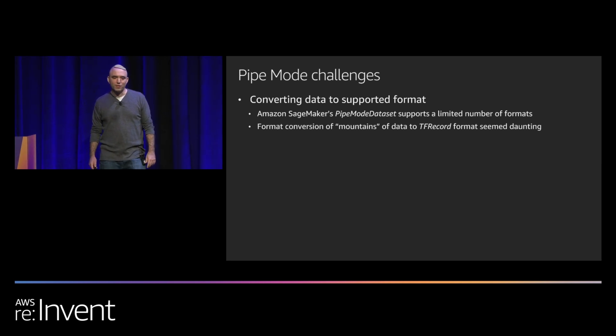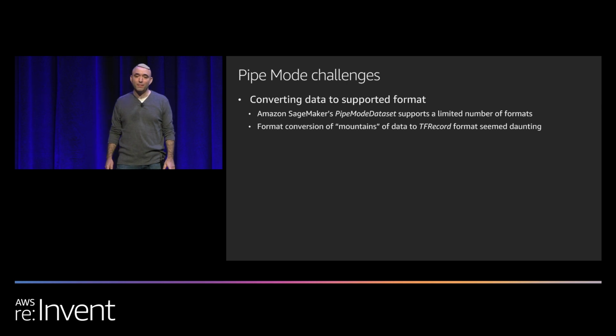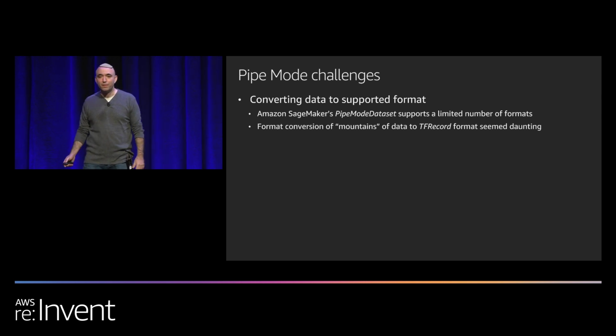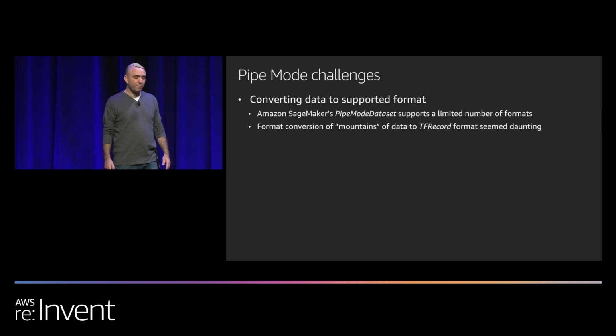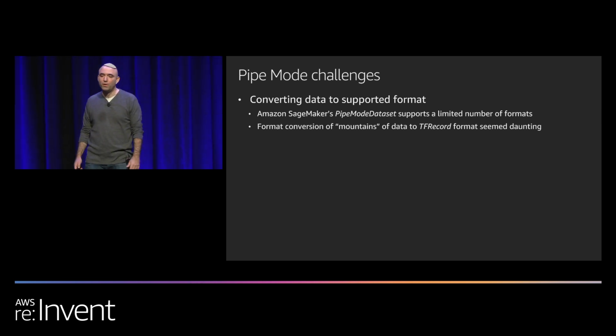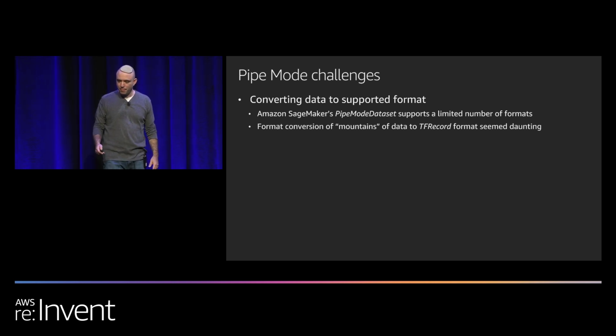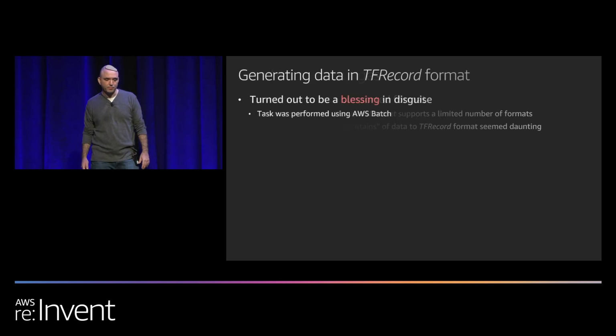The first challenge had to do with converting the format of our data. Pipe mode dataset supports a limited number of formats. These include CSV, protobuf, and TF records, all standard and popular formats. In order to enjoy the goodness of pipe mode dataset, we would need to undertake the daunting task of converting all of our mountains of data to one of these formats. How did we solve this?